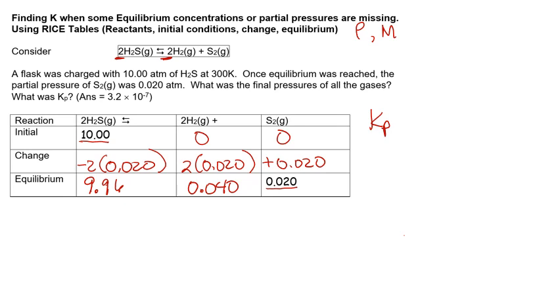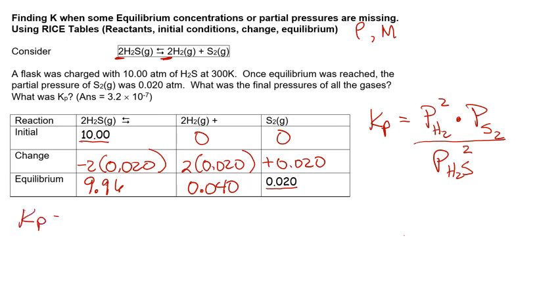Let's write the equilibrium expression. We're going to write that to the side. Kp is equal to partial pressure of hydrogen squared times the partial pressure of S2. Remember, we do products over reactants. Everything is in the gas phase, so we don't omit anything. And in the denominator, we have pH2S squared.